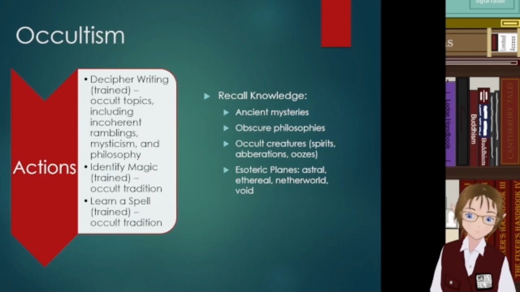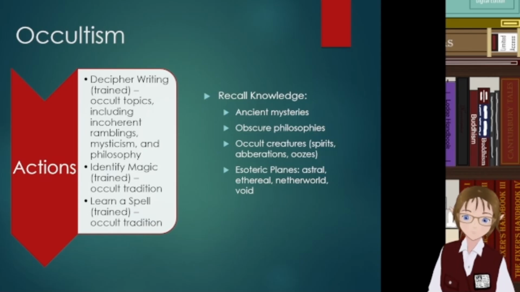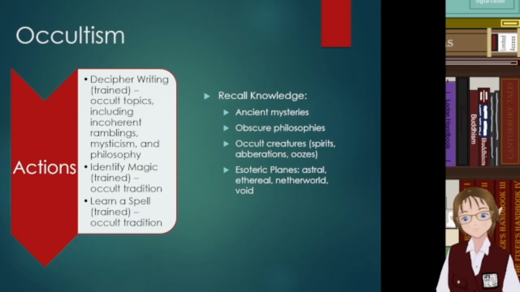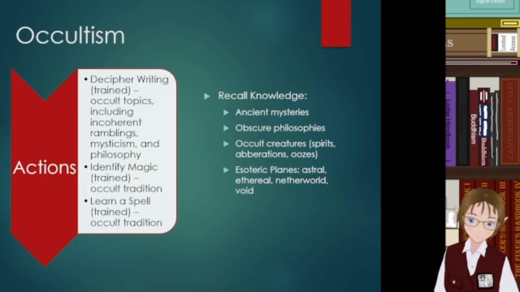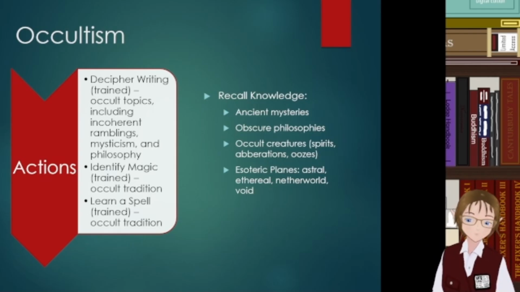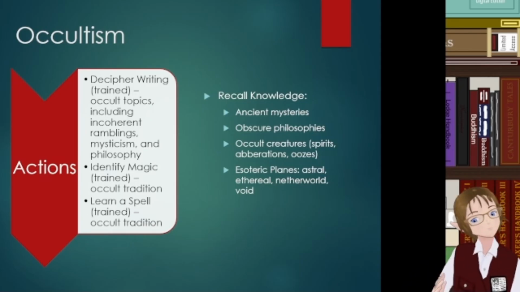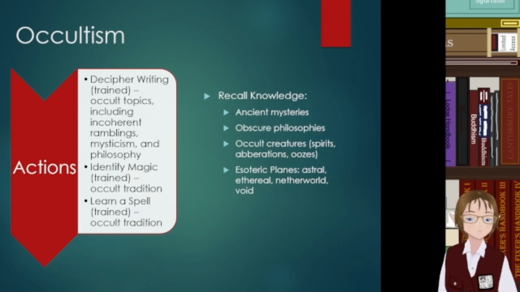Occultism is the second to last recall knowledge skill I'm going to be talking about today, and it doesn't have any actions aside from the ones specifically for its tradition. Basically, just like with Arcana, you can decipher writing, identify magic, and learn a spell using occultism for the occult tradition. Identify magic is basically identifying the spell they're casting. And you can usually only use this against occult casters, but your GM might have slightly different rules.